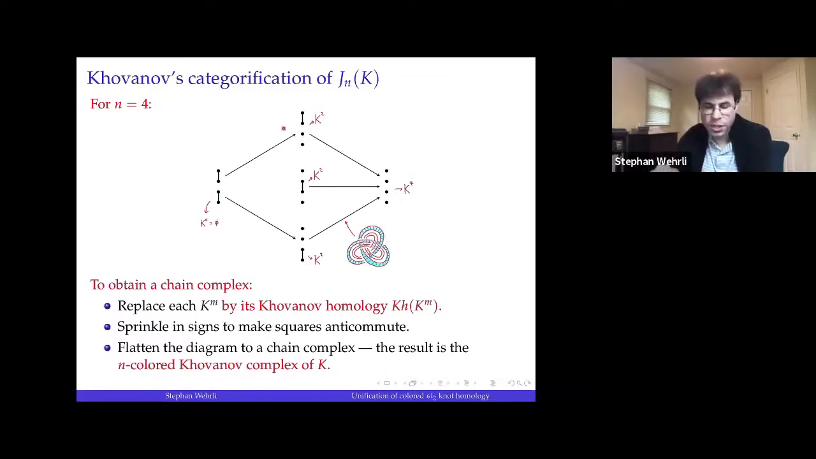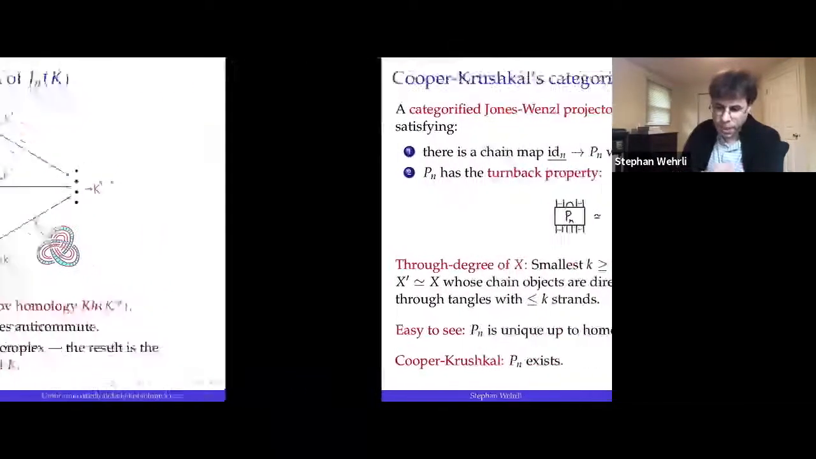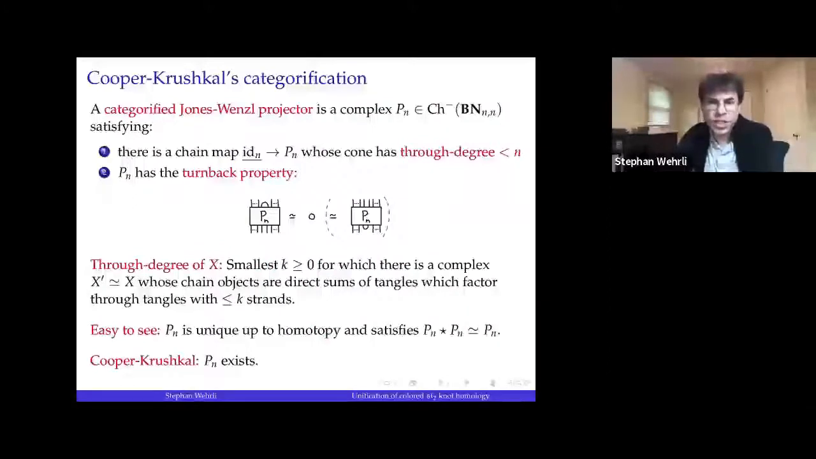And this can also be carried out for the formal Khovanov bracket, even though there are some issues that I guess I don't want to discuss now. So what's Cooper-Krushkal's categorification? Well, what they did is they really categorified the Jones-Wenzl projector.